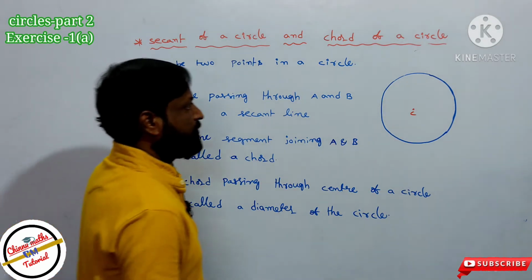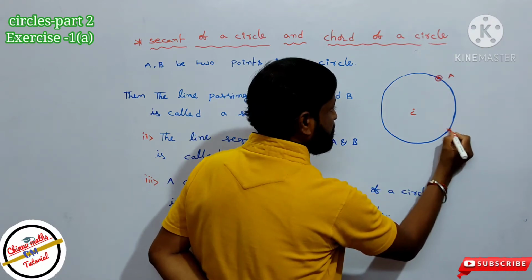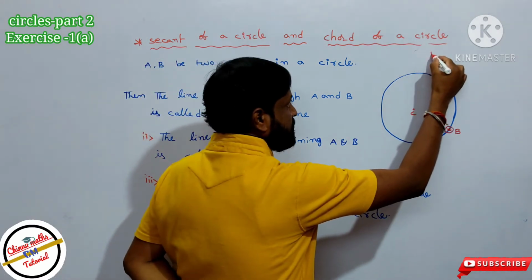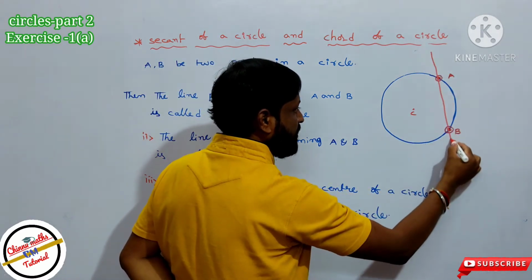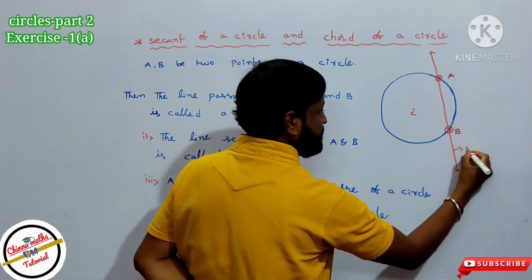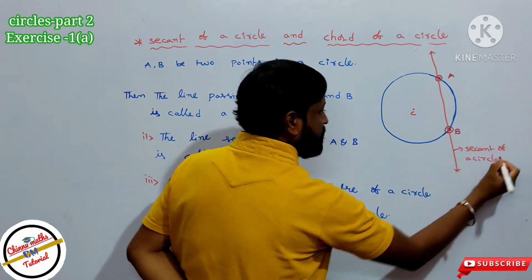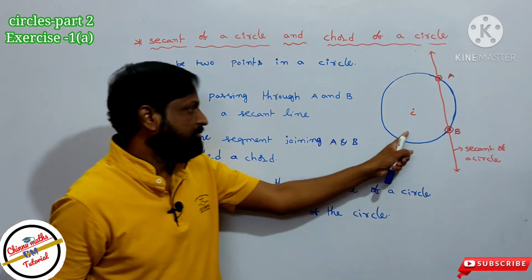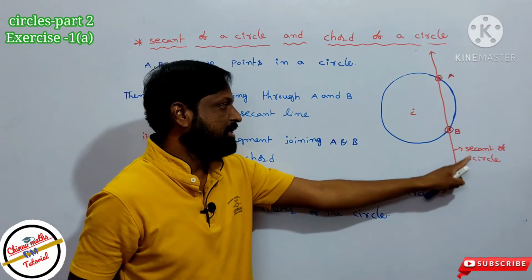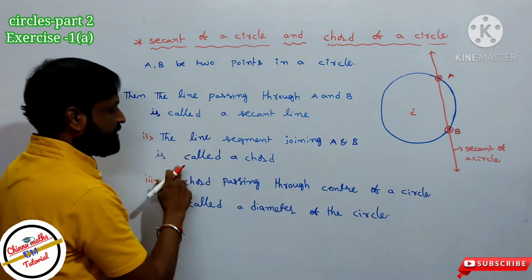What does it mean, sir? If you take any points, point A and point B, the 2 points lie on the circle. Any line passing through point A and point B is called a secant of the circle. Secant of a circle: A, B are 2 points on the circle, and any line passing through them is called the secant line of a circle.